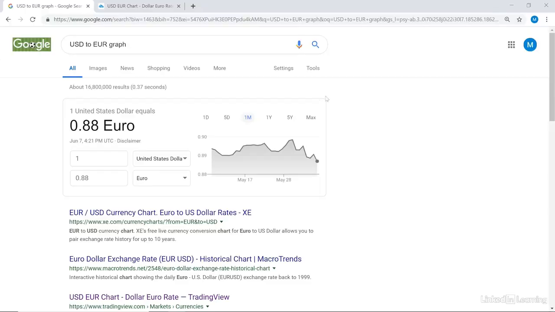Now, what do I mean when I say USD to EUR? This refers to two major currencies, the US dollar, which is the currency for the United States, and EUR, which represents the euro, the currency for the Eurozone. Now, what this chart is showing us is that the exchange rate between US dollars and euros is 0.88. What that means is that if you were to take $1 US and convert it into euros, you would get 0.88 euros. 100 US dollars would buy you 88 euros.